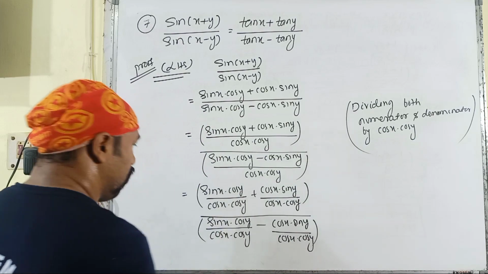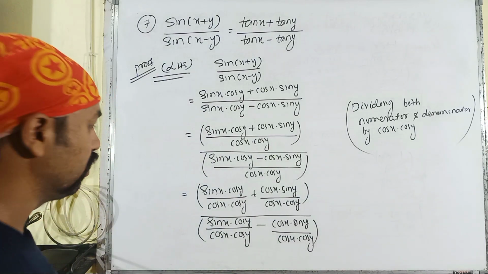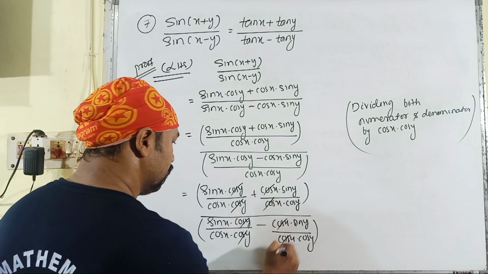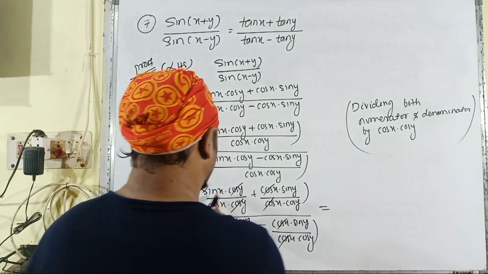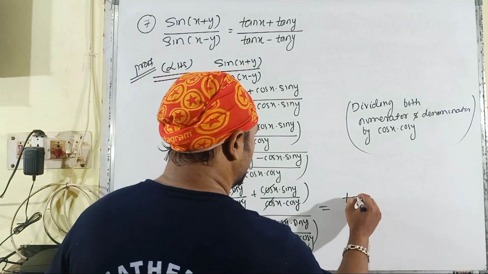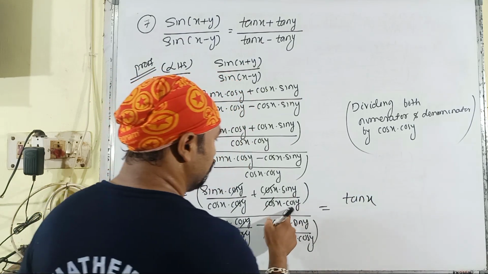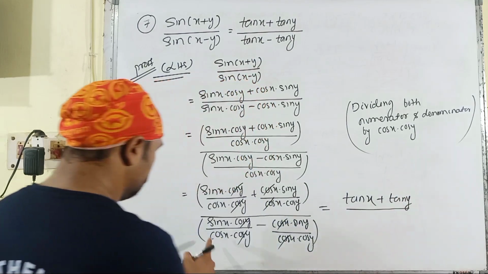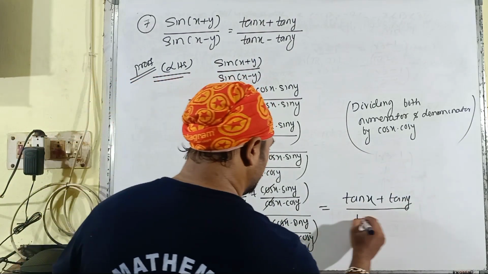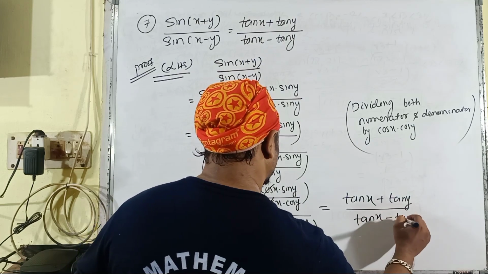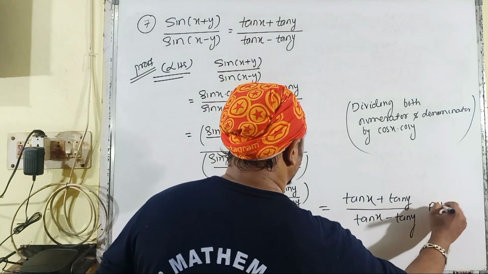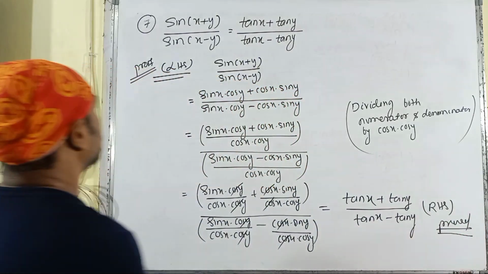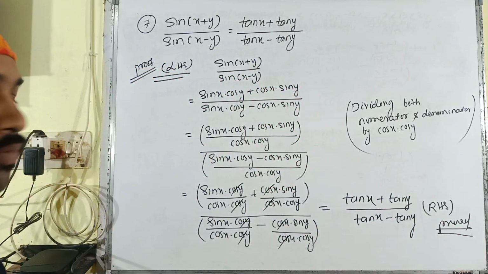Now cancelling all of the common parts from denominator and numerator, we are getting sin x divided by cos x, it is tan x, sin y divided by cos y, it is tan y, and again in the denominator part, sin x by cos x, it is tan x minus tan y. This is the required right hand side part, and the problem has been proved. So it is the solution for the problem number 7.